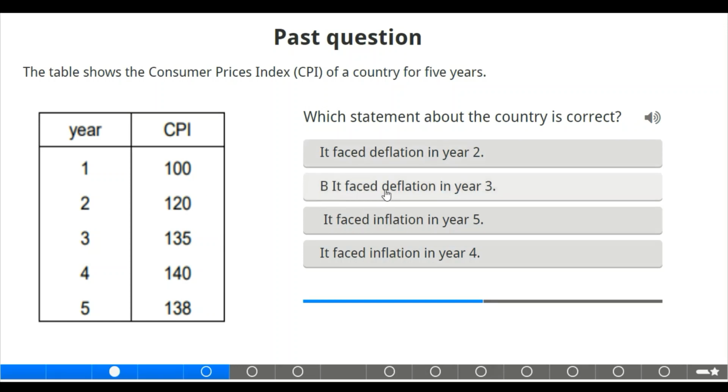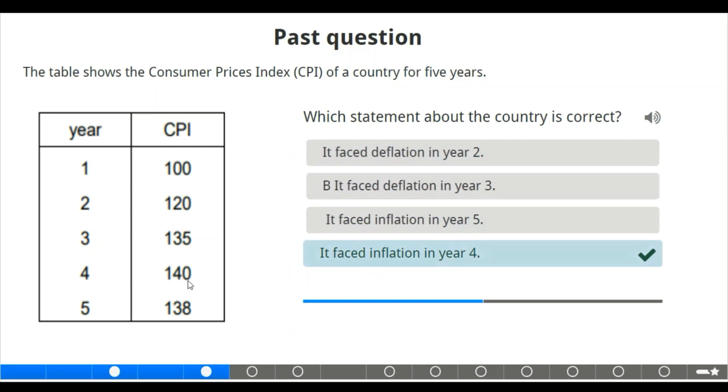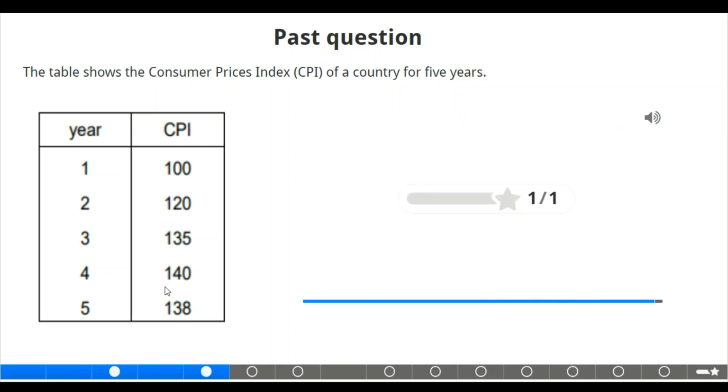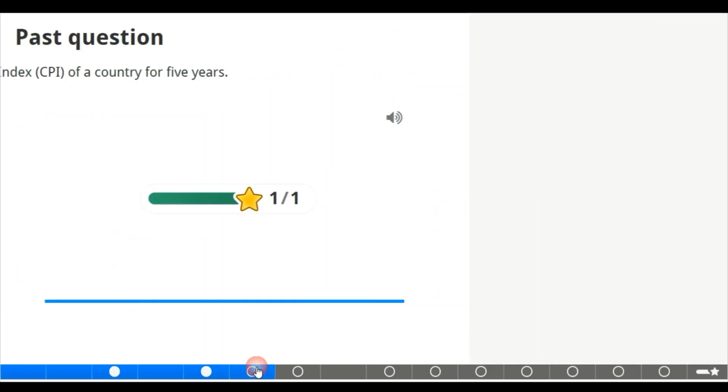Option 2 said it faced deflation in year 3. Let us check. From year 2, we have 120 to 135. That is a persistent rise. Also, we have inflation, so option 2 is also out. Option 3: it faced inflation in year 5. Let us check. From year 4 to year 5, we have a decrease. Of course, the third option is also out. Option 4: it faced inflation in year 4. From year 3 to year 4, we have an increase. Of course, that should be our answer because there is a persistent rise from year 3 to year 4. Now we move to the next slide.